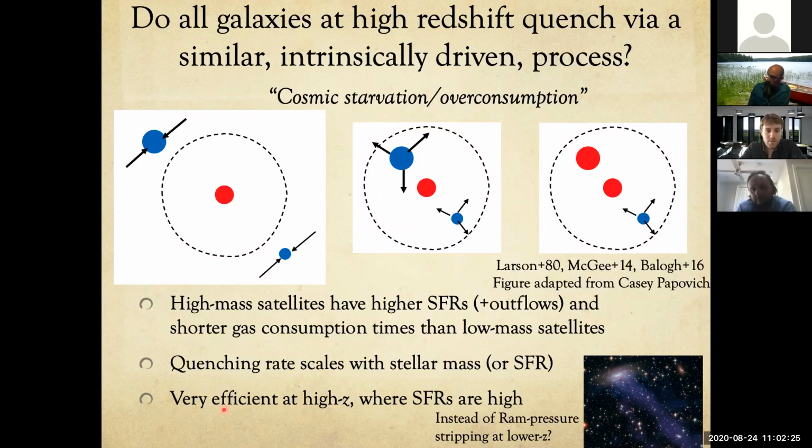So that may be very efficient, especially at high redshift, where the star formation rates are relatively higher than at low redshift. So this may be one of the key driving mechanisms of environmental quenching at high redshift, whereas at low redshift, we observe more ram pressure stripping kind of quenching in addition to this.